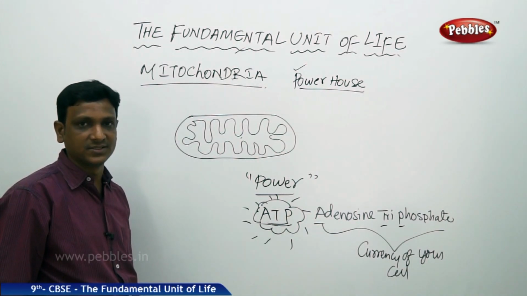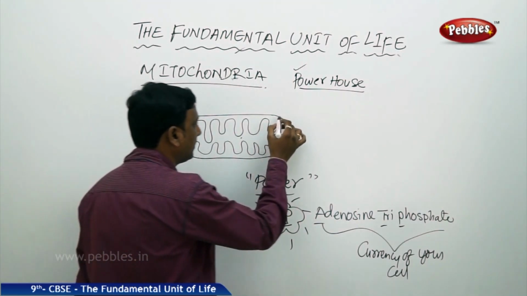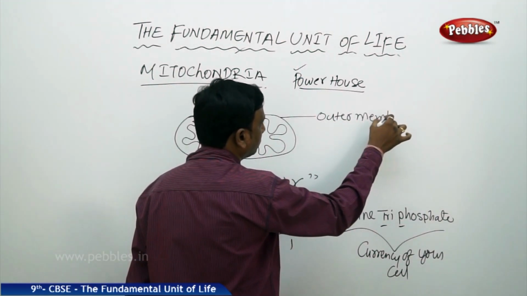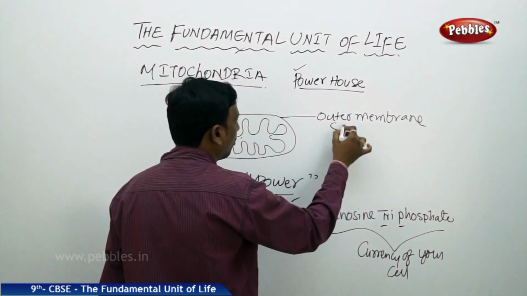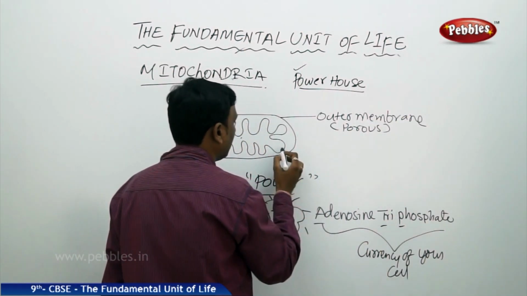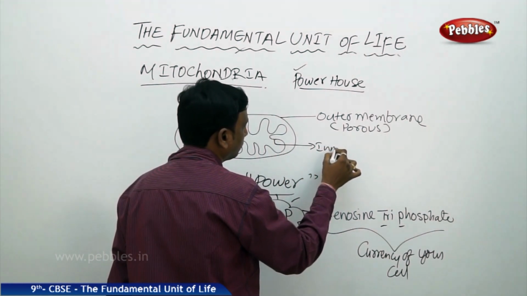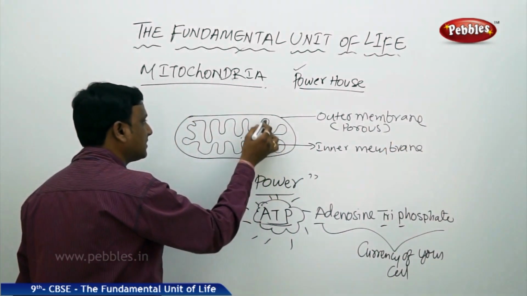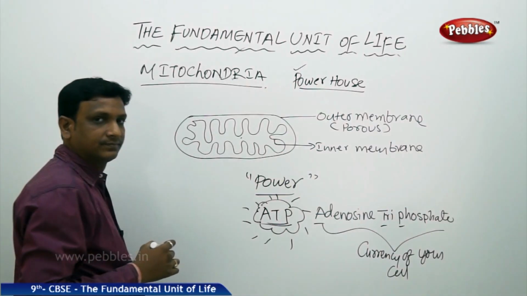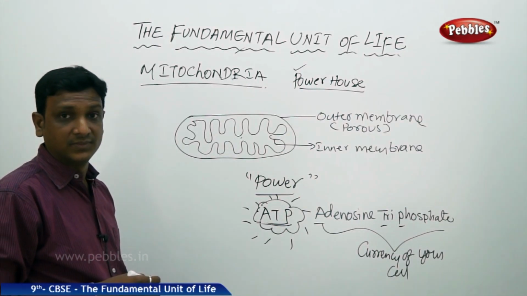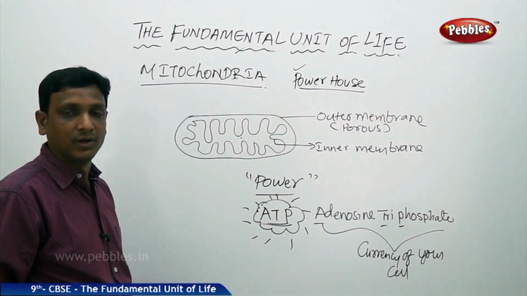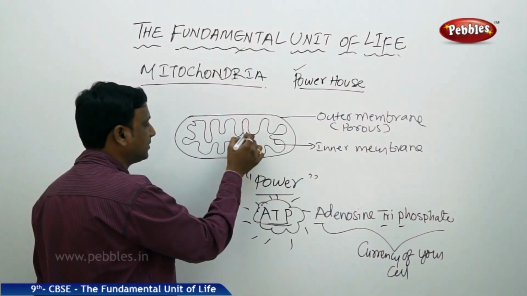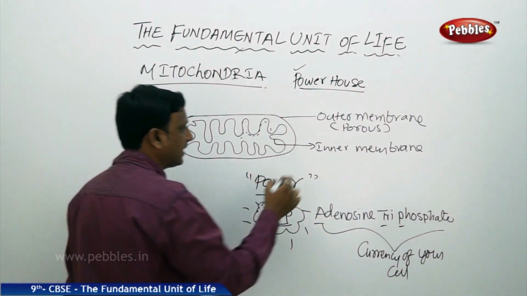Let us see the structural features. Mitochondria is a membrane-bound organelle. It has two membranes: an outer membrane, which is very porous, and an inner membrane. You can see in the picture how the inner membrane is. It has several folds. So why several folds? That is to have more surface area for a large number of reactions to take place. A large number of reactions take place on the surface of the inner membrane. So it has two membranes.